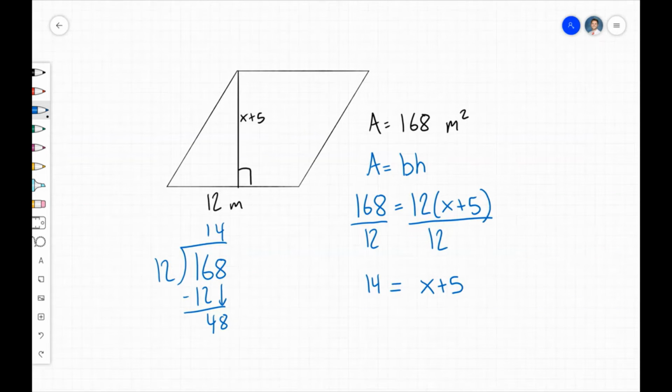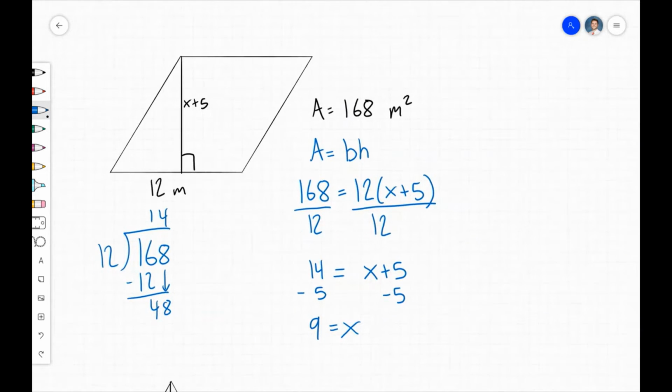Now we can see our last step here in order to isolate x would be to subtract 5 from both sides, and that leaves us with 9 equals x. So you can see that x is 9, and you could always go back and check your answer by substituting that value 9 into the original equation. So we know that 168 should be equal to 12 times 9 plus 5. We know that 9 plus 5 is 14, so that gives us 168 equals 12 times 14.